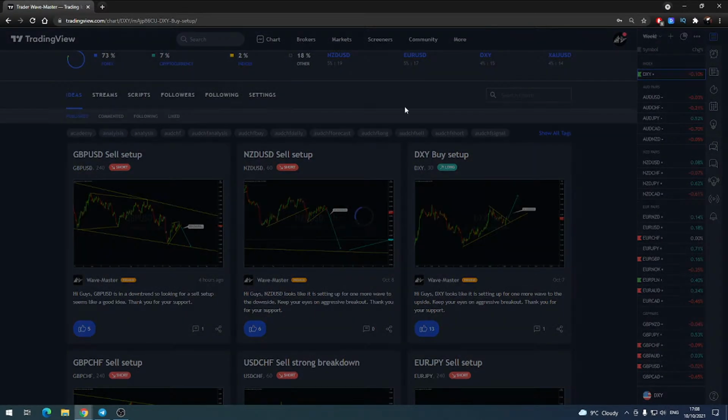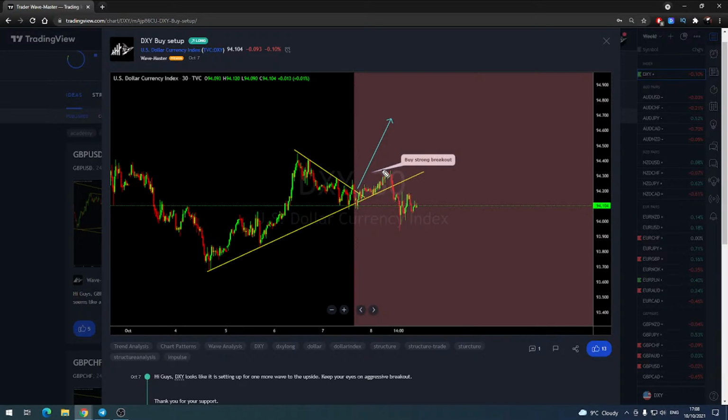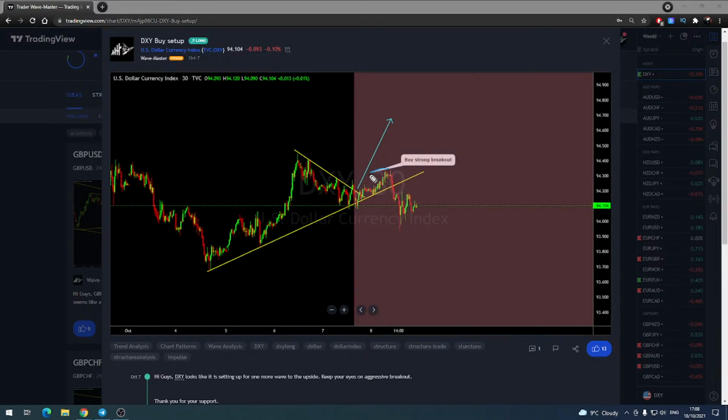So DXY, this setup, it was there before the NFP release. It started pushing higher, but there wasn't any strong momentum to buy it. As you can see, we broke. I have written over there, buy strong breakout. There wasn't any strong breakout. This is not what's supposed to be a strong breakout.